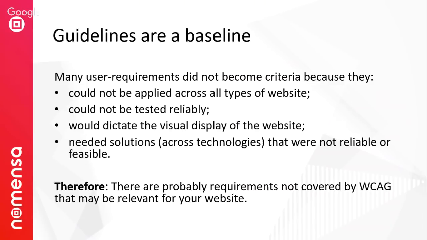And things which dictate the visual display of the website either couldn't be integrated into the guidelines, or they would sometimes get pushed down to a lower level of the guidelines. And there also need to be feasible solutions. So if the author is going to be responsible for something, if the person creating the website has to do it, there needs to be a way of doing that. And sometimes there are gaps in the technology. So certain user requirements can't at this time be met in a feasible manner. So you do have to realize there are probably requirements not covered by WCAG that may well be relevant for your website.